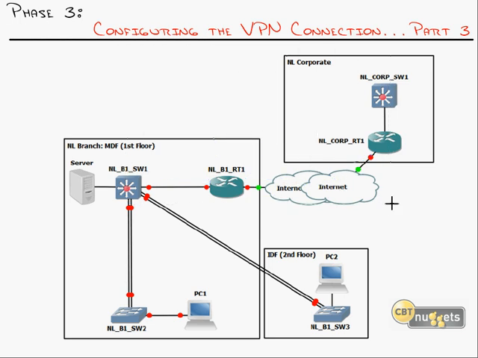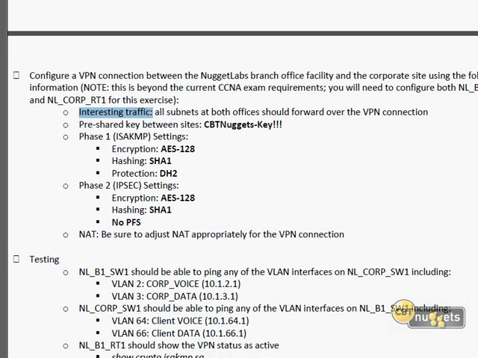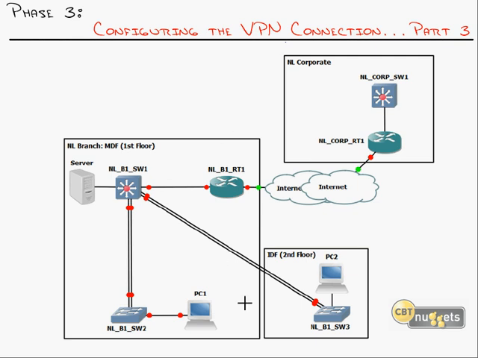Now, in this case, the scenario was simple. All subnets at both offices should be able to cross the VPN, but sometimes it's not that way. There are a lot of times you might say, well, maybe I'm in a multi-tenant building. I don't want that group to be able to get across my VPN, kind of creepy. Or maybe if they are allowed, they can only access these devices. You can get pretty restrictive with it.